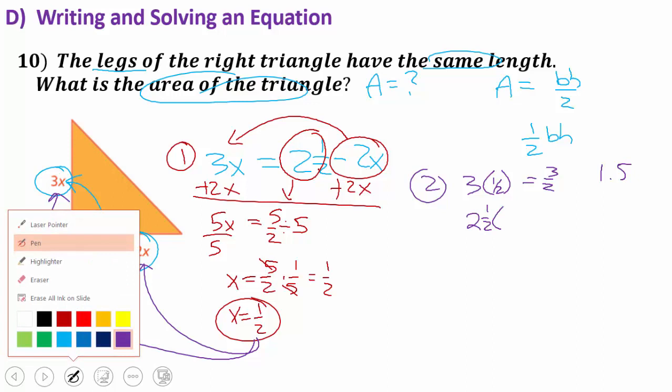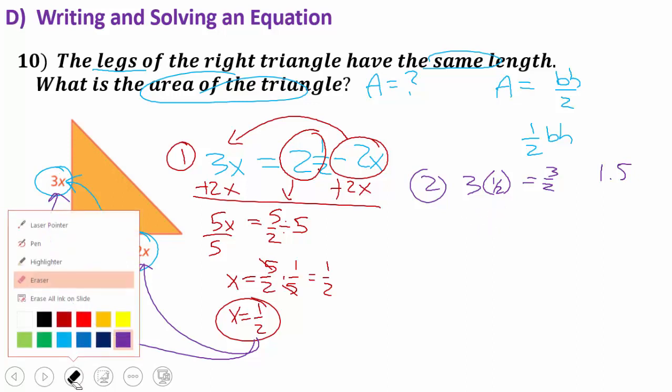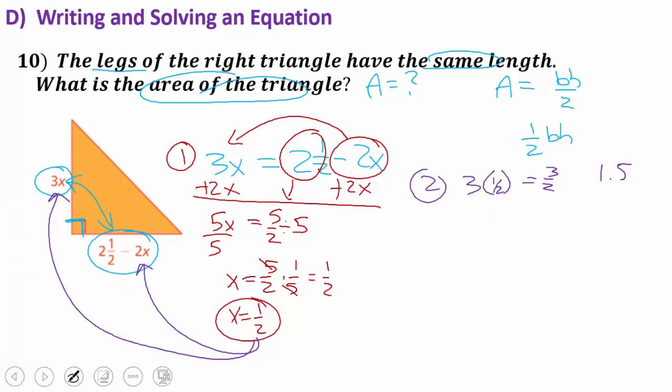We're going to subtract the 2 times 1/2. So 2 1/2 minus 2 times 1/2. Well, 2 times 1/2 is 1. 2.5 minus 1 is 1.5, or 3/2 still. So now we've got that. We know that the side length is 3/2, whatever units they are, or 1.5 units.